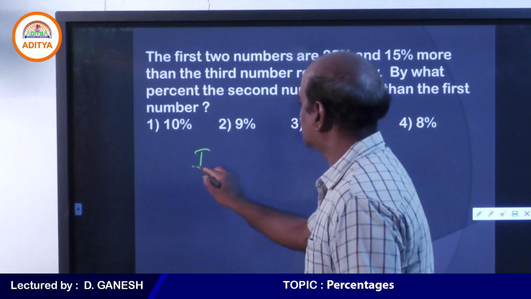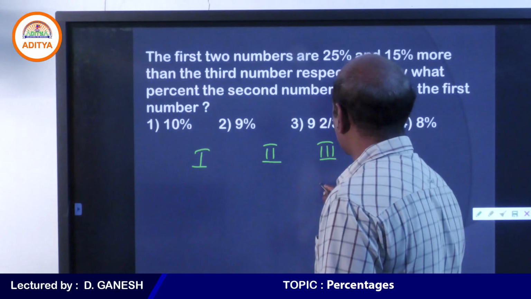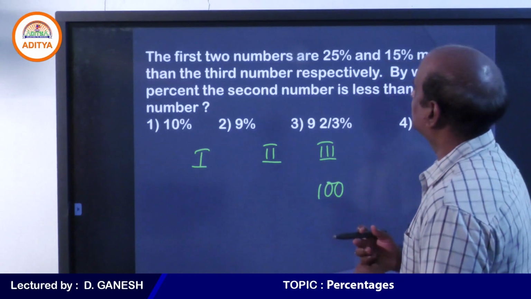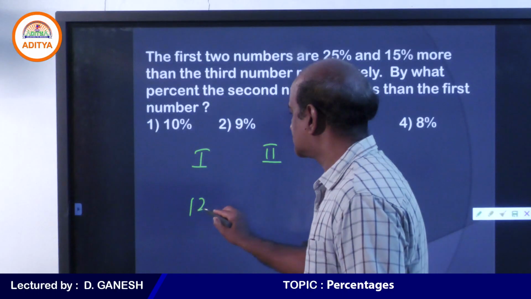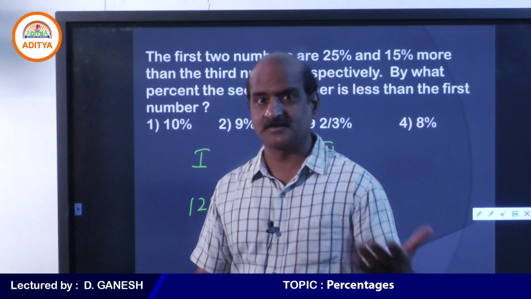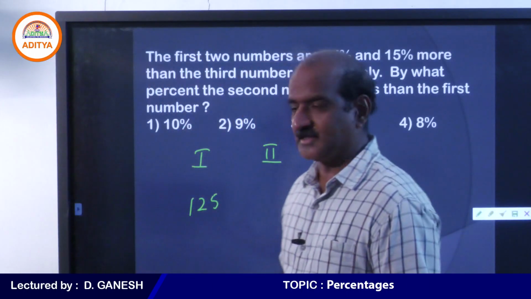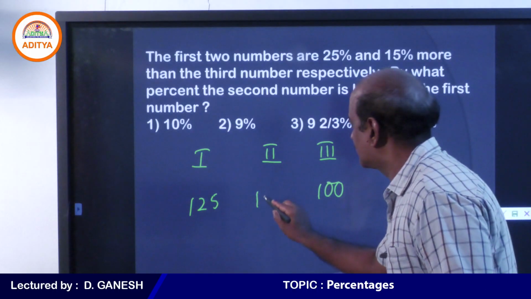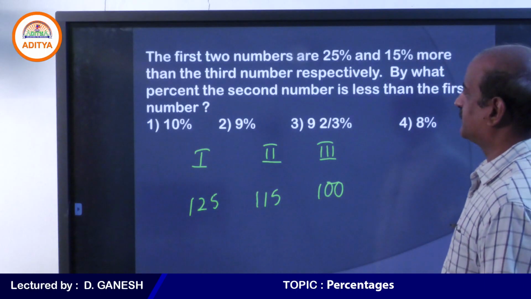So, the first two numbers depend on the third number. So, we have to start the third number as 100. So, when we take the third number as 100, the first number is 25% more. Therefore, this is 125 because that is 25% more. So, obviously 100 plus 25, 125. And the second number is 15% more. Therefore, this is 115. I hope you understand this.